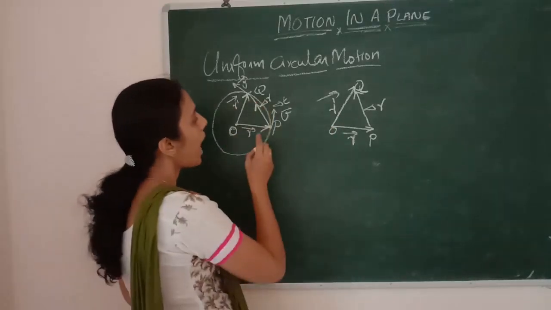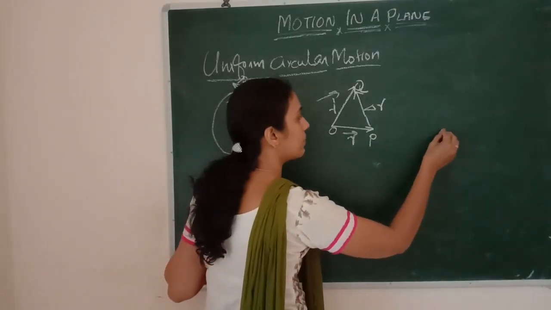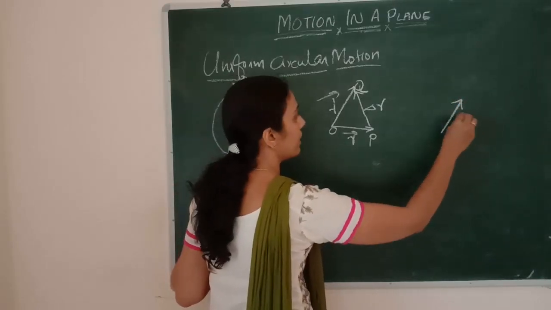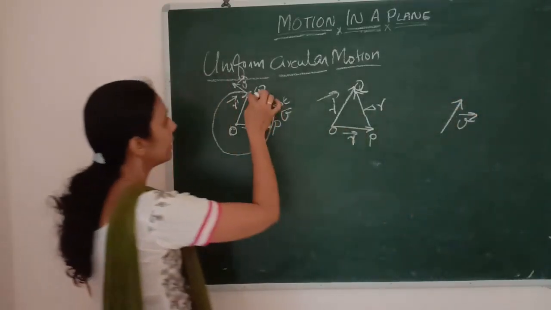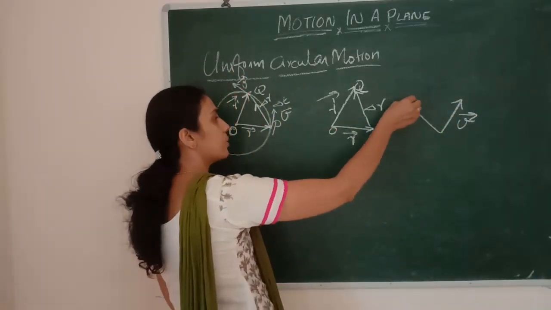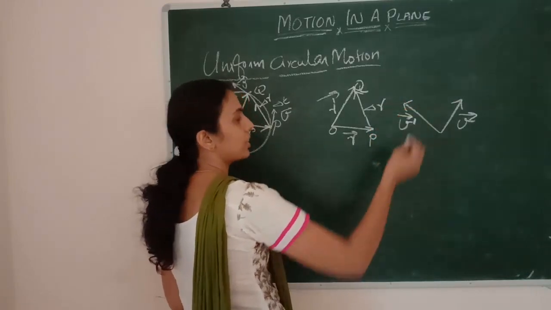Okay, now I am going to draw the velocity vectors. How can I draw the velocity vector? This is the first velocity vector, vector V. Okay, this one is acting in this direction, isn't it? So without changing the direction, I draw V dash.